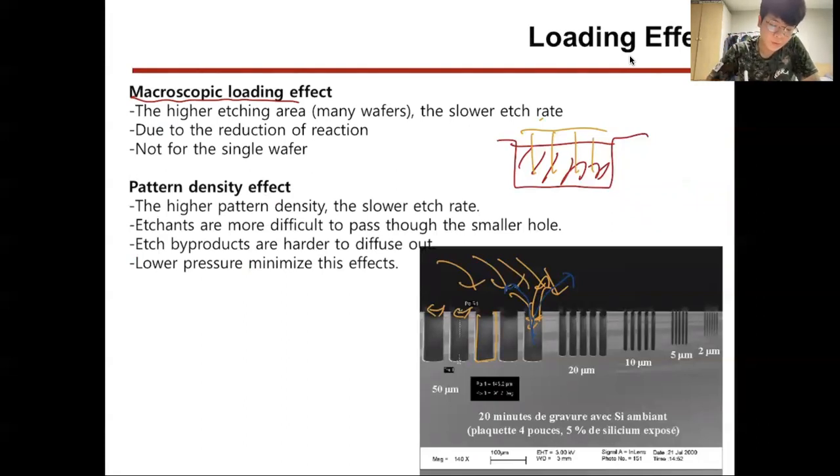During these steps, in wide patterns, it can be easily performed. However, for very fine patterns, the etchant cannot easily go inside, and then it cannot easily come out. The byproducts cannot easily come out. So there is a pattern density effect.